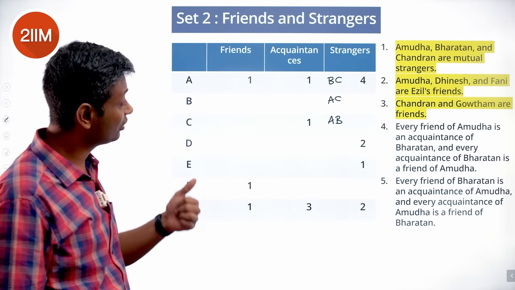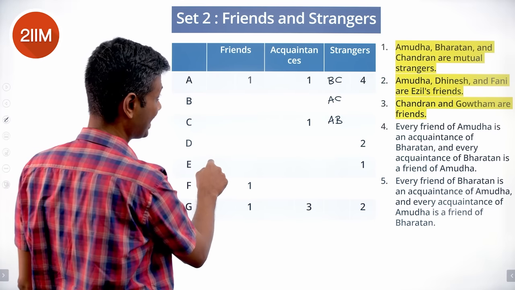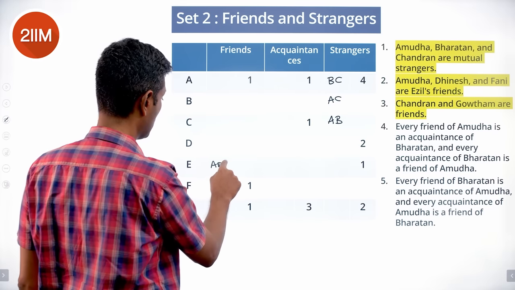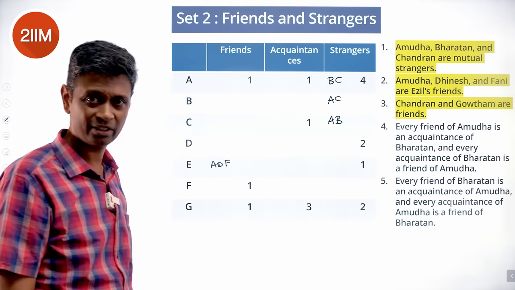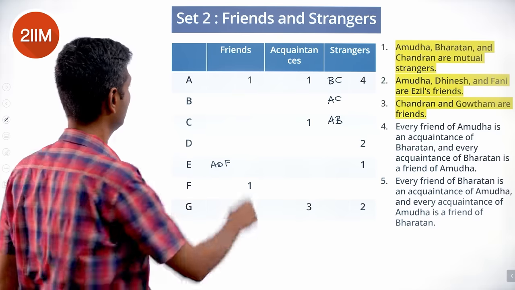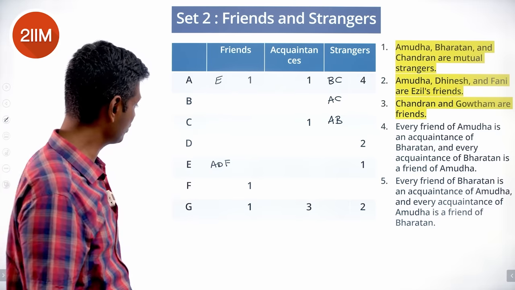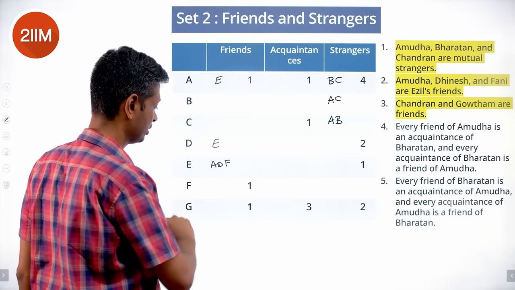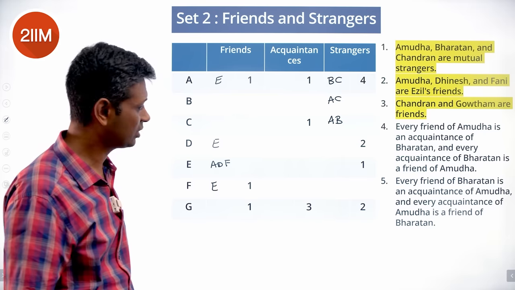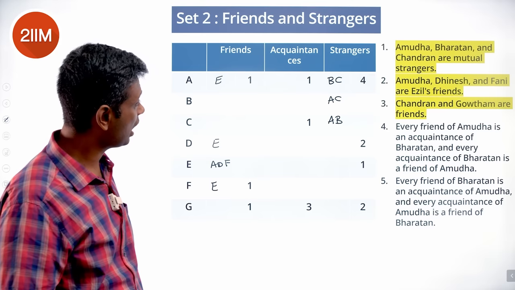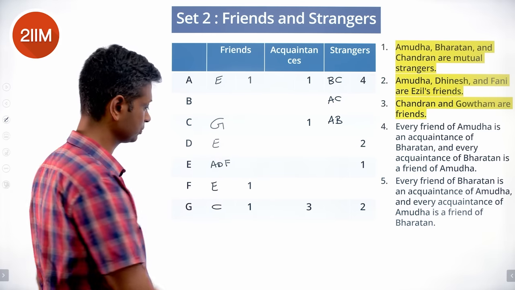Nice. Amudha, Dhinesh, and Fani are Ezhil's friends. So Ezhil's friends are A, D, F. Every time I put an entry, I'll put a corresponding entry. E and A are friends. A is E's friend. E is A's friend. E and D are friends. So D and E are friends. E and F are friends. F and E are friends. This helps. Chandran and Gowtham are friends. So C and G, G and C.